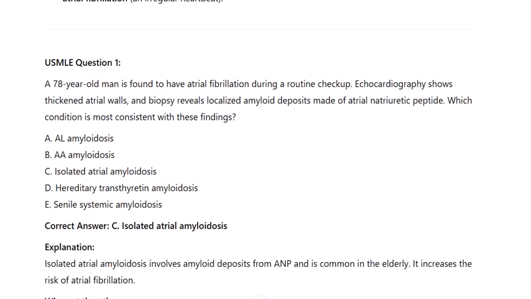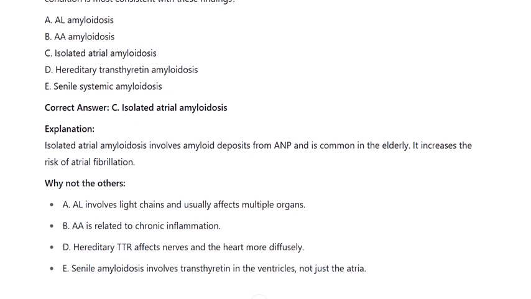Isolated atrial amyloidosis explanation. Isolated atrial amyloidosis involves amyloid deposits from ANP and is common in the elderly. It increases the risk of atrial fibrillation. Why not the others? A. AL involves light chains and usually affects multiple organs. B. AA is related to chronic inflammation. D. Hereditary TTR affects nerves and the heart more diffusely. E. Senile amyloidosis involves transthyretin in the ventricles, not just the atria.